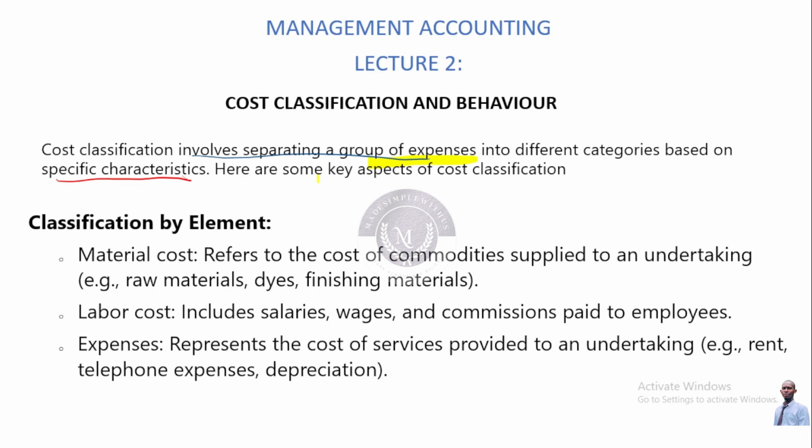So we move on to direct materials. Material cost refers to the cost of commodities supplied to an undertaking. So for material cost, we talk about the raw material that you use to produce, and the finishing material. And also we move on to labor cost, which involves the salary, wages, or commission paid to employees.